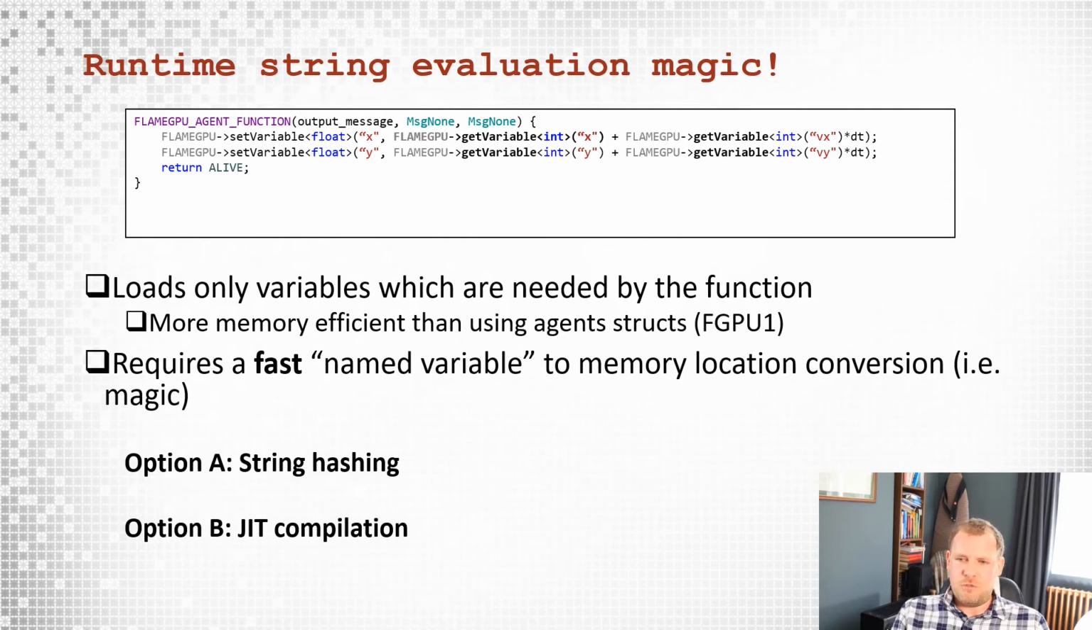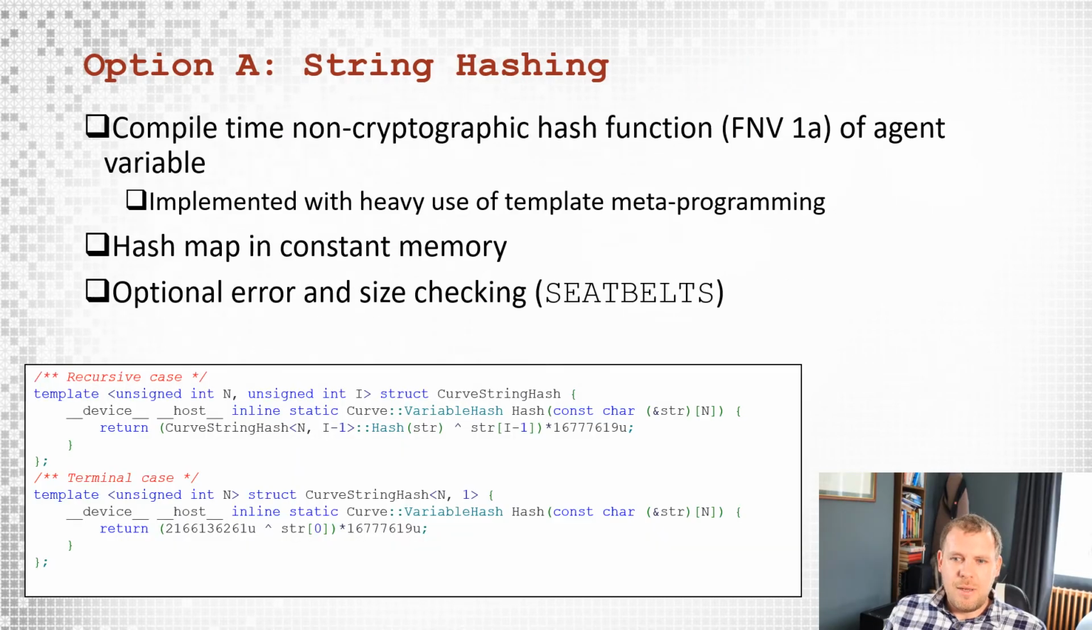And what we've done with Flame GPU 2 is implement both of those things. Compile time string hashing then works as you would expect. It uses the compiler to transform a string into a hash, or into a numerical value. So it does this by using template metaprogramming.